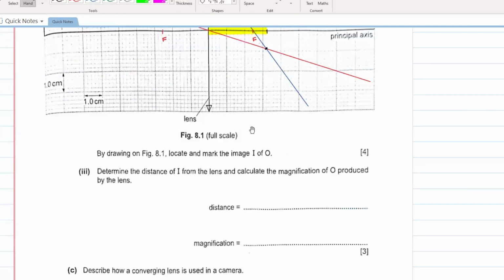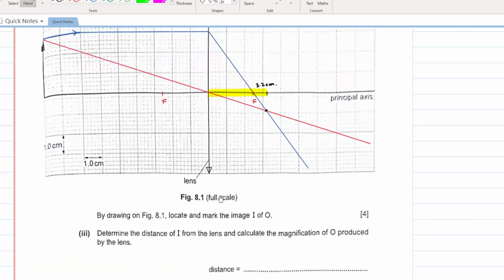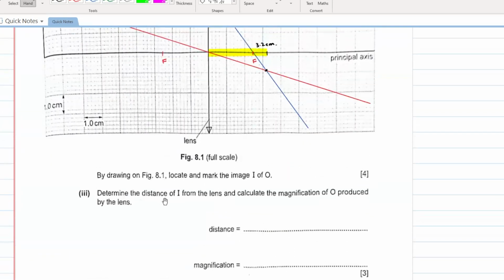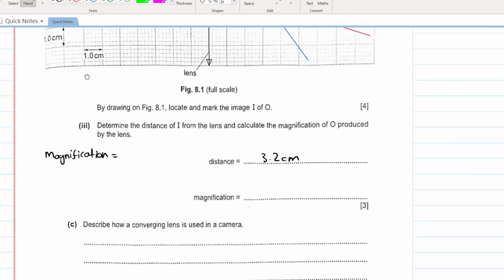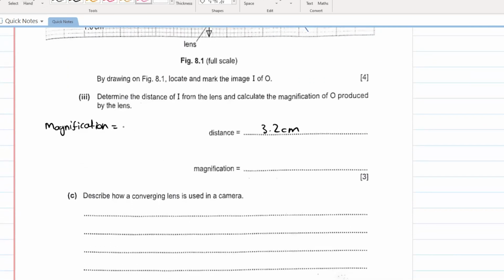Let's see. Determine the distance. Very good. See, this is what happens when you have done enough past papers. Determine the distance of the image from the lens, that is 3.2. We have already calculated. And then what you have to do? Then you have to determine the magnification produced. How can we determine the magnification produced? Very easy. Magnification has a very simple formula.